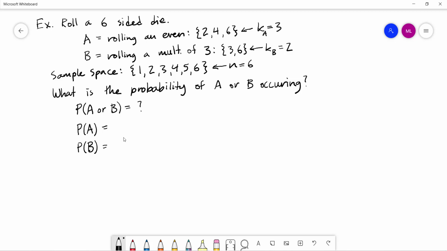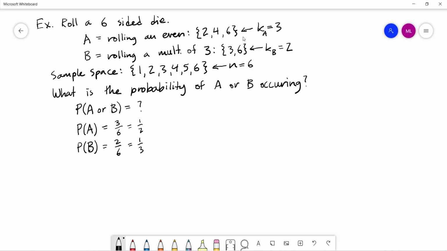So individually, if we look at the probability of event A, which is rolling an even, it's 3 out of the 6 possible answers, which simplifies to a half. And similarly, for event B, rolling a multiple of 3, there were only 2 outcomes that satisfy it out of the 6 total. So this has a probability of 2 out of 6, which would simplify to a third if we wanted.